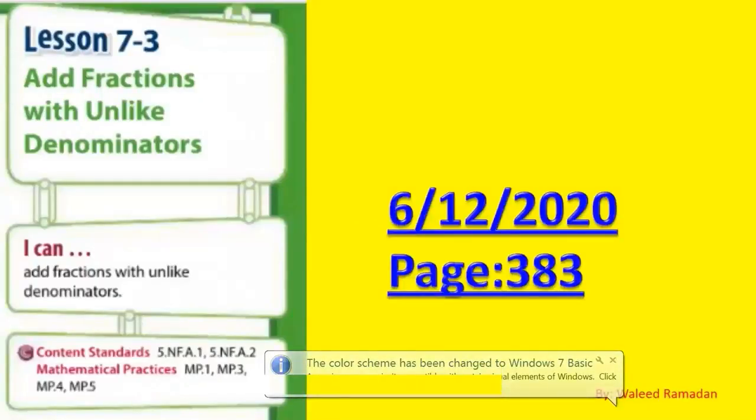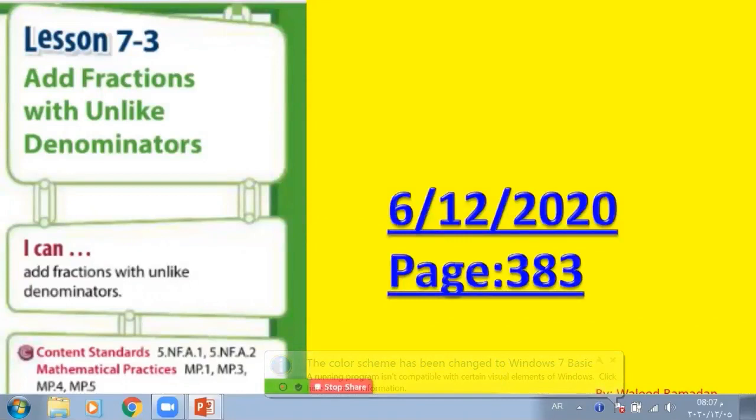How are you? Today we are going to start a new lesson, 7.3, adding fractions with unlike denominators. Our date today is 6/12/2020, page 383. Open your book. In our lesson today, we are going to first revise how to add two fractions with like denominators. So if you remember, for example, if we have 1 over 5 plus 2 over 5.